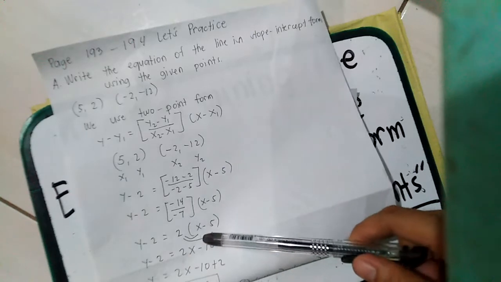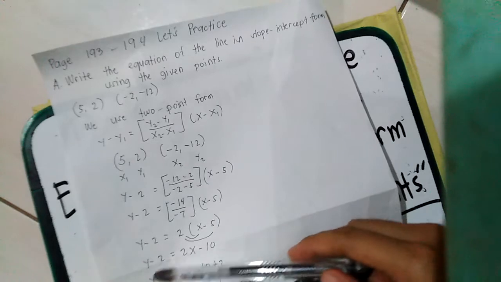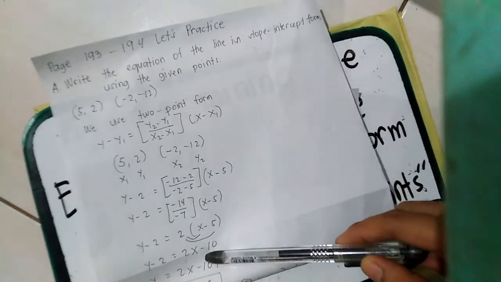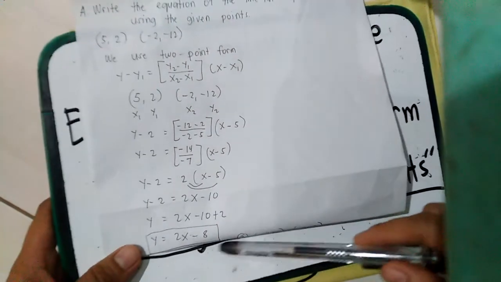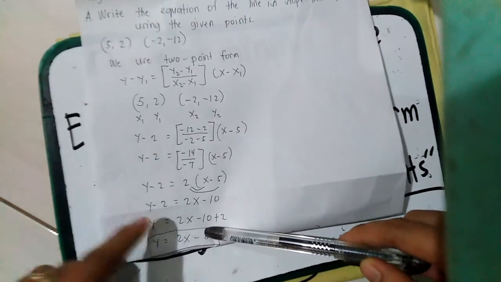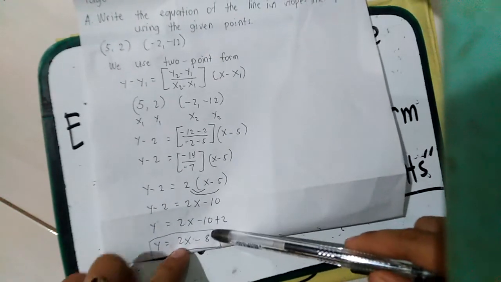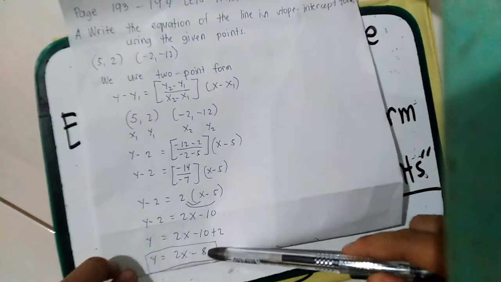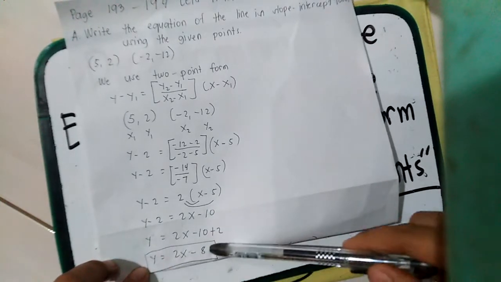Since we have here 2 times x minus 5, let's do the distributive property. So y minus 2 equals 2 times x is 2x. 2 times negative 5 is negative 10. So we have y minus 2 equals 2x minus 10. Then we transpose. y equals 2x minus 10. Negative 2 transposed becomes plus 2. So 2x, then negative 10 plus 2 is negative 8. So our slope-intercept form now is y equals 2x minus 8.